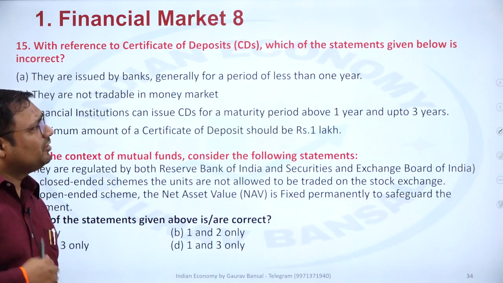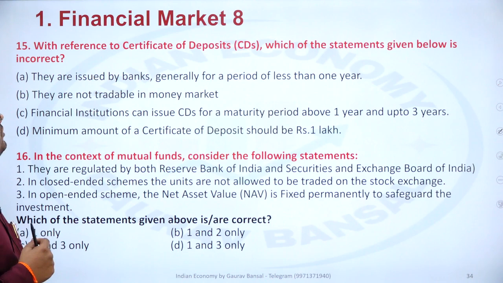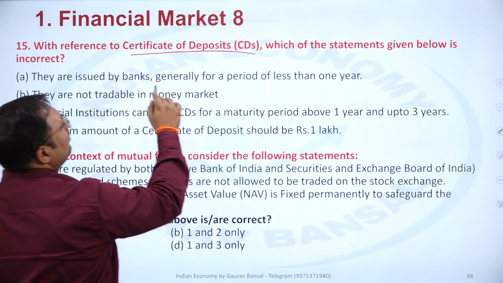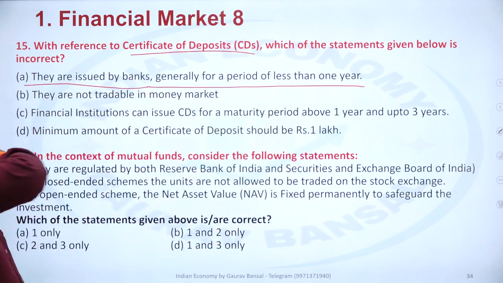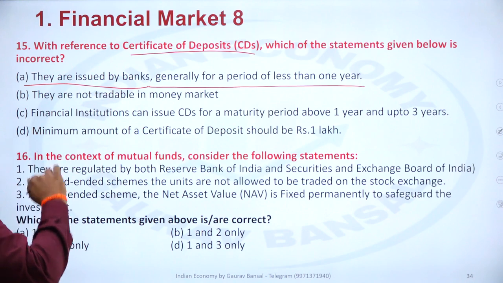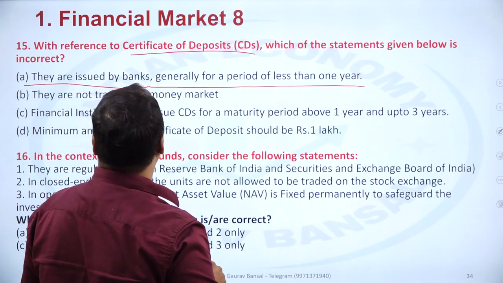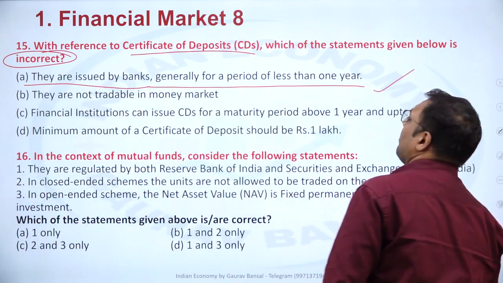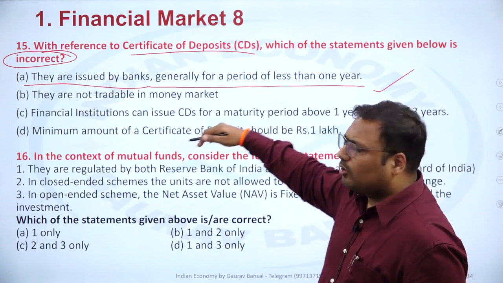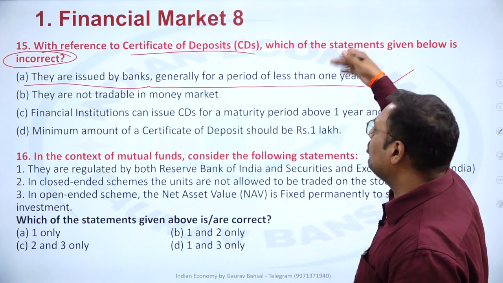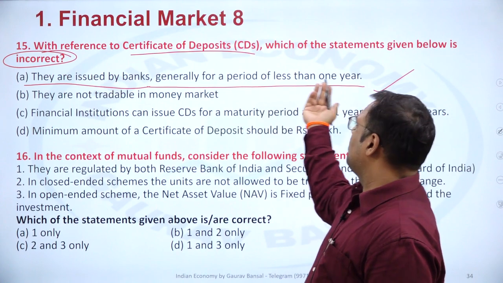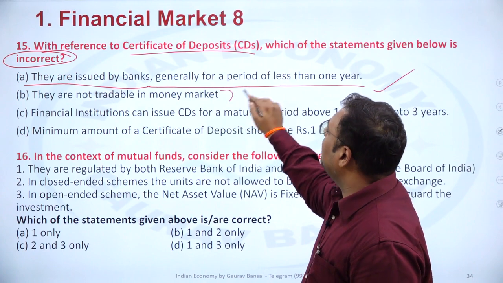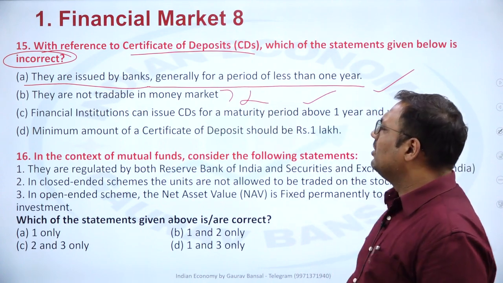15th, with reference to certificate of deposit, which of the following statements given below is incorrect? They are issued by banks generally for a period less than 1 year. Okay, before we answer this, let us look at the other options and we have to identify the incorrect one. A is correct, but still without looking at the other options we can't say for sure. A is mostly correct, generally for a period less than 1 year. There can be more than 1 year maturity. B: they are not tradable in money market. That is actually wrong. So we got our answer here itself.